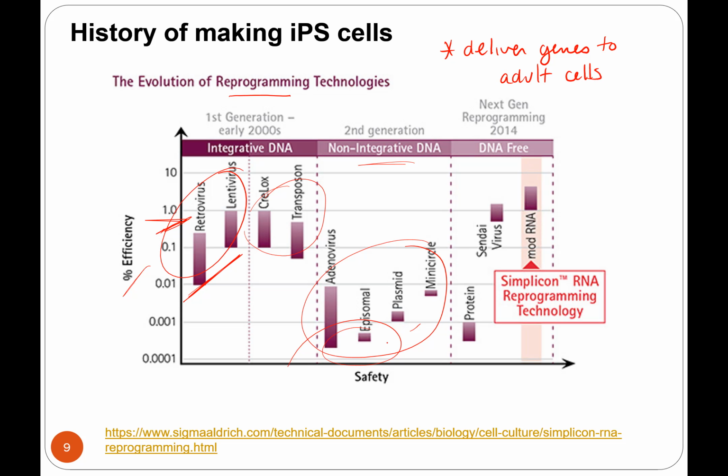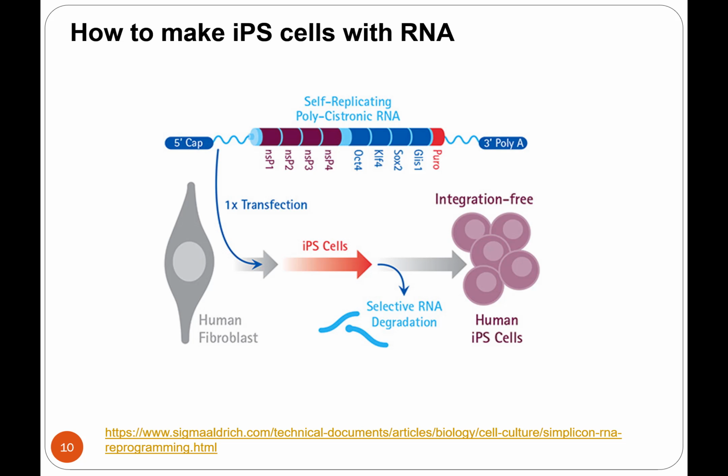One technology that looks pretty good, which Sigma Aldrich is working on, is using RNA for reprogramming. So they have this RNA molecule. Polycistronic means many genes in one RNA. And you can just transfect. So remember when we talked about transformation, putting plasmid DNA into bacteria? Transfection is the same type of thing, but for eukaryotic cells. So now they're putting RNA into this adult cell. It's turning on all the genes it needs to, so it's getting translated into protein.